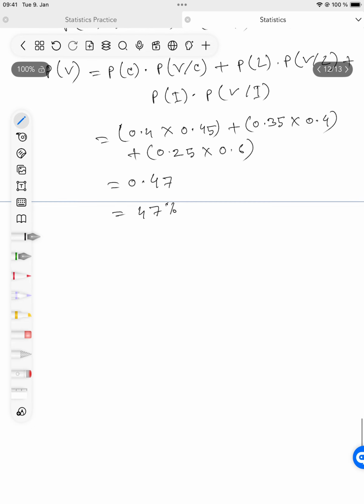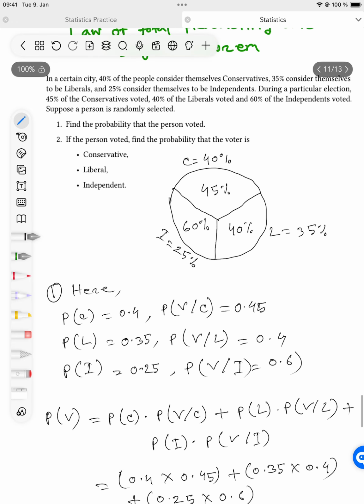And let's see the second problem. Here it says, if the person voted, find the probability that the voter is conservative, liberal, and independent. How can we do this? We can easily solve this problem by applying Bayes theorem. So let's see.